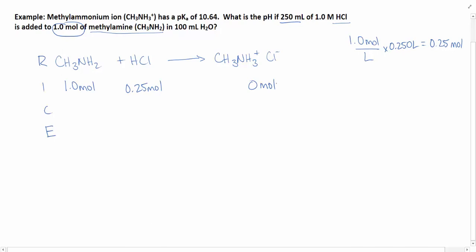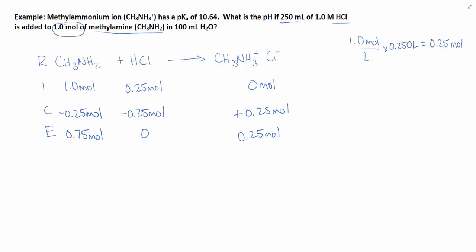A strong acid like hydrochloric acid is going to react as much as it can. Our weak base is in excess, so all of the strong acid is going to react. So we have minus 0.25 mole, minus 0.25 mole, and on the other side, that is the amount of weak conjugate acid that we're going to make. So at equilibrium, what we have is 0.75 moles of our weak base. We have no strong acid left, it's completely reacted, and we have 0.25 moles of our weak conjugate acid.